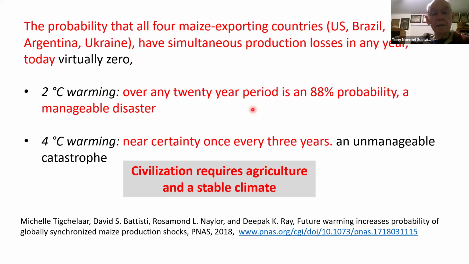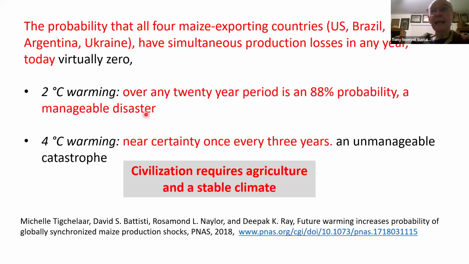The probability that all 4 maize exporting countries, these are the big ones, US, Brazil, Argentina, and Ukraine, have a simultaneous production loss in any given year is today virtually zero. We can lose one, like we probably lost a lot from Ukraine, although they're still producing. But at 2 degrees over any 20-year period, there's an 88% probability that all 4 of them will have a production loss. That's a famine, but it's a manageable disaster.